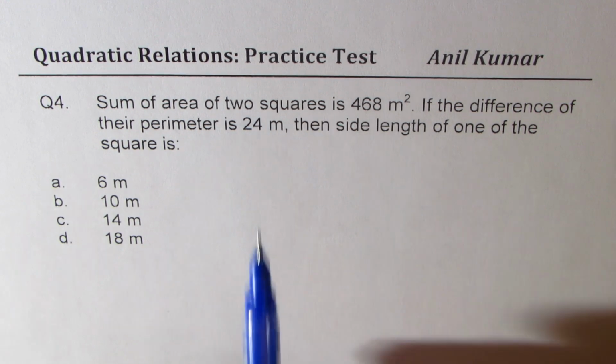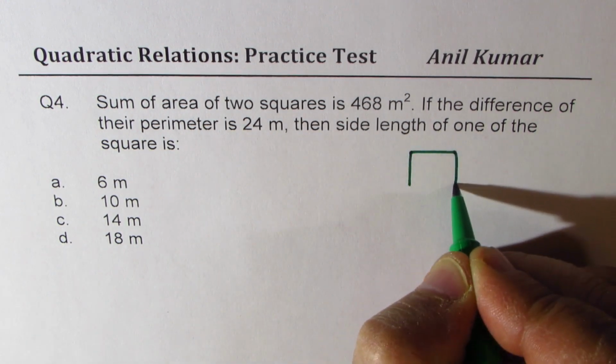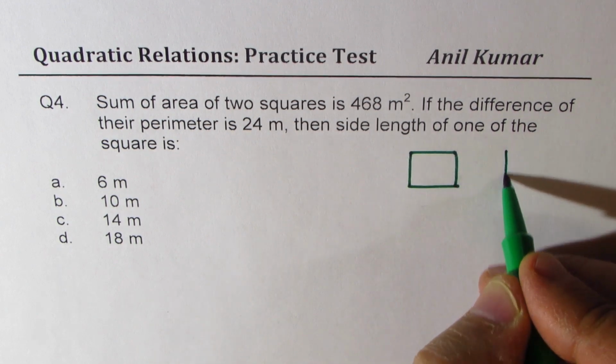So we are given two different squares, right? So let us say this is one square and the other square is slightly bigger than this.